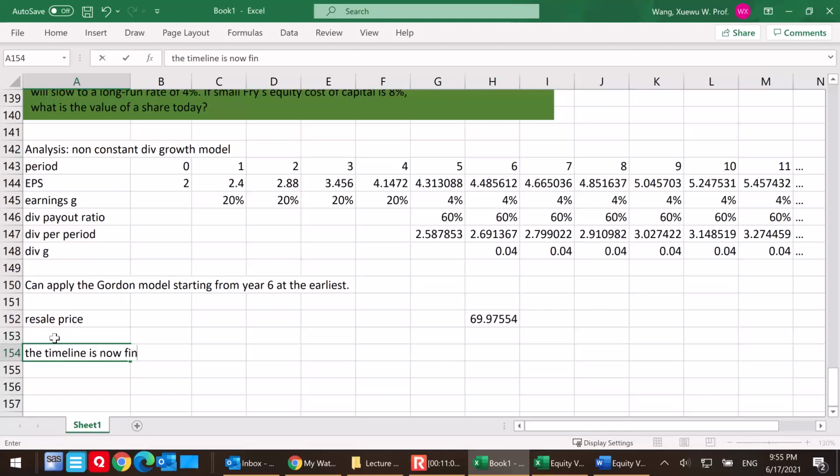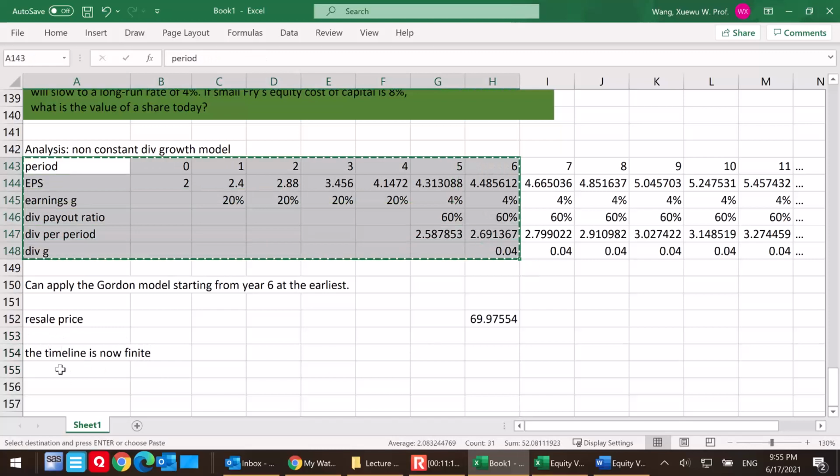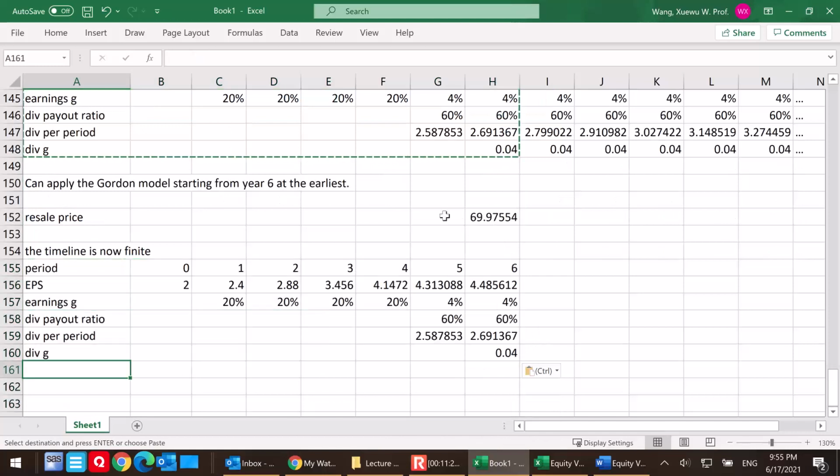All right, because we have just shifted our perspective from a long-term Warren Buffett type investor to a short-term myopic investor. So I'm just going to copy everything and paste it here. This is now a finite timeline because the stock has been sold at the end of year 6. So I'm going to look at cash flow per period.